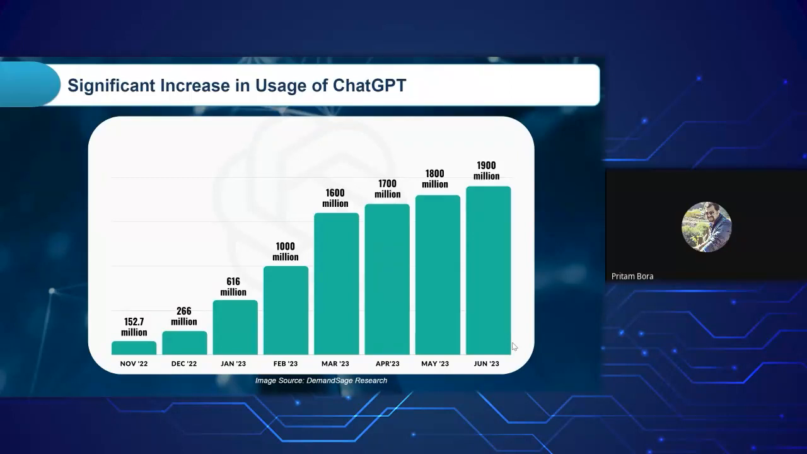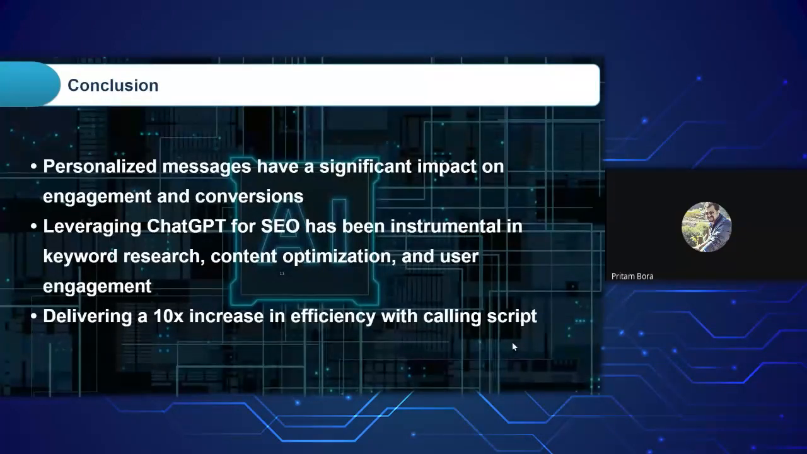Supriya, next slide. So the conclusion is, yes, we are using ChatGPT for making personalized messages, and because of that, our engagement ratio is increasing. For SEO, we are using it for keyword research, content optimization, and user engagement. And because of the call script, we can reduce the burden and speak confidently without feeling nervous, and it helps our company a lot. Thank you.